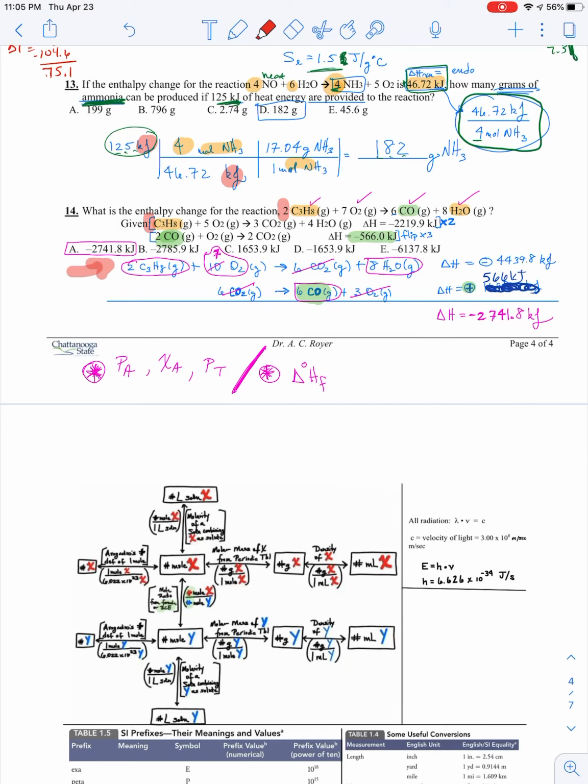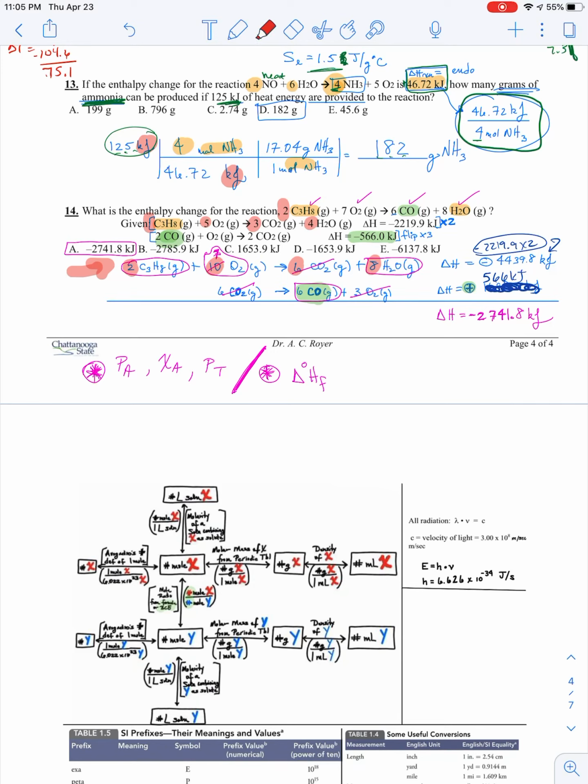That's why the second one is rewritten here. So here's a 2, and 5 times 2 is 10, 3 times 2 is 6, and 4 times 2 is 8. Don't forget that your H has to be multiplied by 2 now. It was negative 2219.9, and you multiply that by 2. That's how you end up with this number.